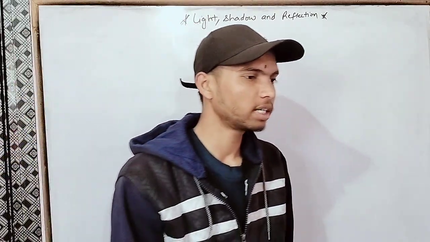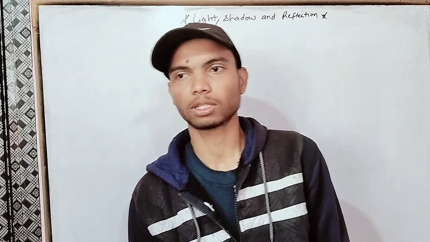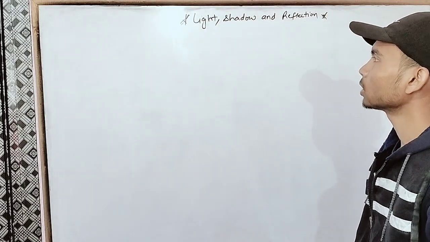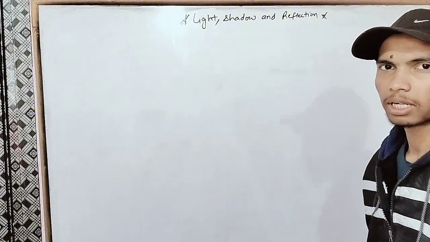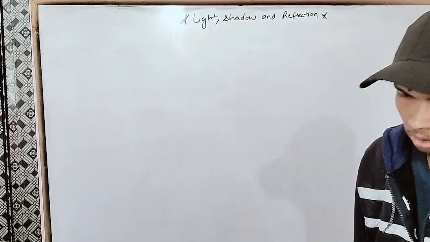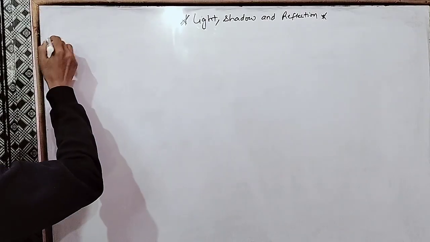We will try to understand about this as much as possible in details. So here we will break down the word light and then shadow and then reflection. So let's start without wasting time. First word is light.